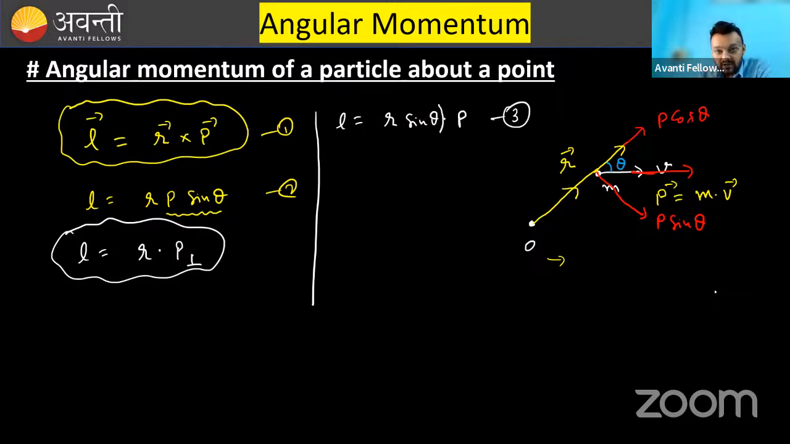Now, just identify R sin theta. I am drawing the same diagram again for you. Have a look at that. This is our origin, O. This was the particle which is moving along the x-axis. The particle has a mass m, velocity v, and momentum p, P is equal to mv. So now, what if I say that this is the position vector?